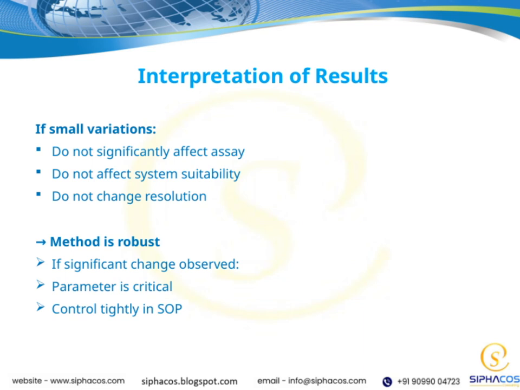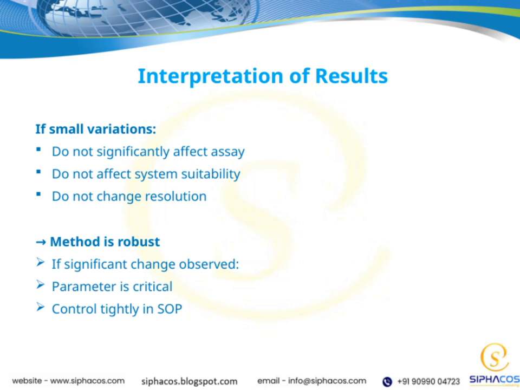Let's talk about how we interpret the results from our method validation. When small variations occur, they generally don't have a significant impact on the assay, meaning the results remain reliable. These minor changes also don't affect the system's suitability, so we can be confident in its performance. Additionally, such small variations don't alter the resolution between peaks, which is crucial for accurate analysis.